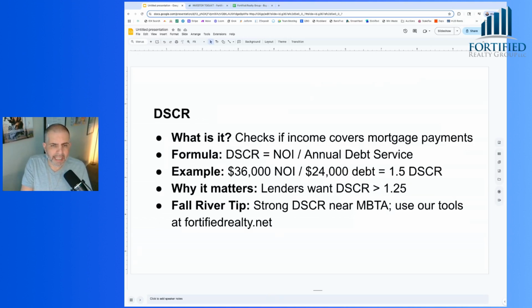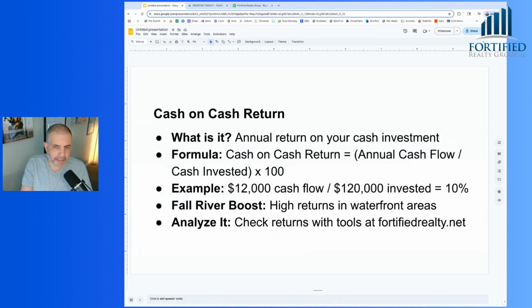So if we go back here where this had $36,000 a year of net operating income against $24,000 in debt, you'll notice the difference is the $12,000. That $12,000 here, divided by the 120 you would have put down is your 10%. So that's how all these numbers work. And these are very basic numbers.